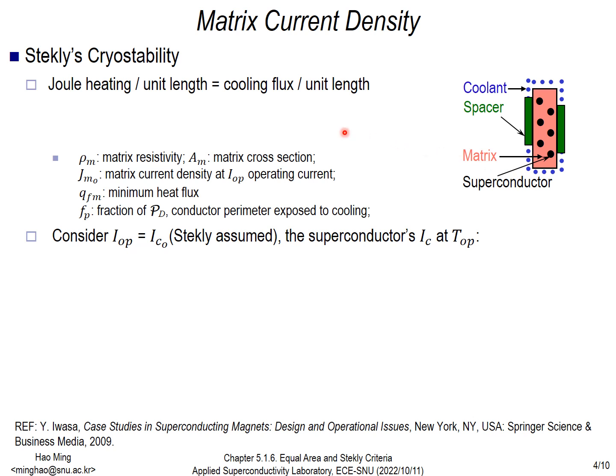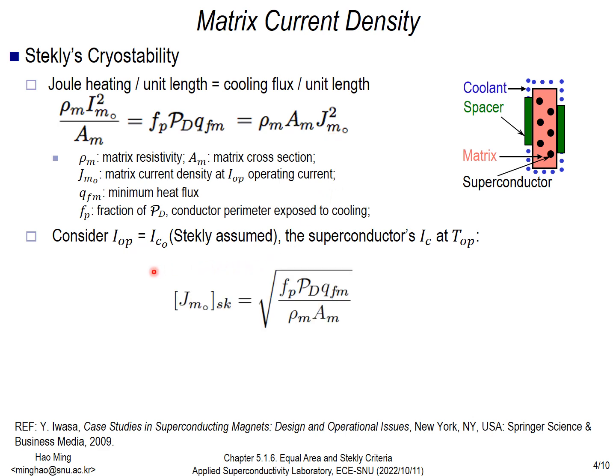The joule heating per unit length will be equal to the cooling flux per unit length as shown in the equation below, with PD as the total conductor perimeter. The constant Fp quantifies the fraction of PD exposed to cryogen. If we consider the normal state, the current will all flow through the matrix. Therefore, the left equation will be rho multiplied by the matrix cross-section multiplied by the square of the current density. Finally, we can get the equation of matrix current density.